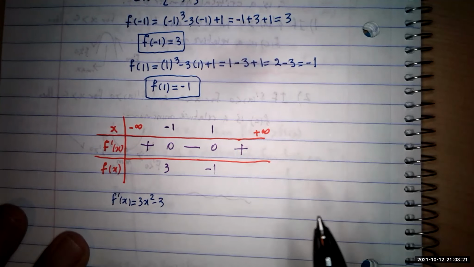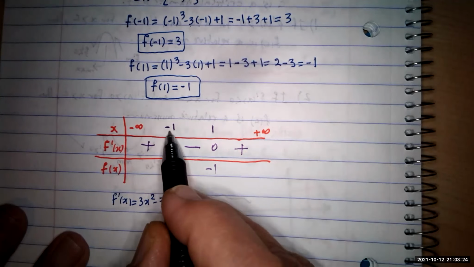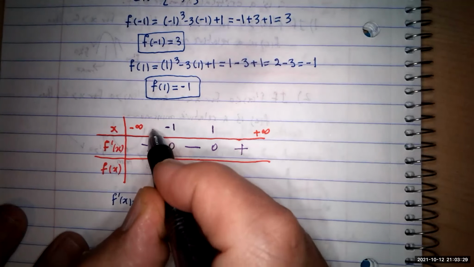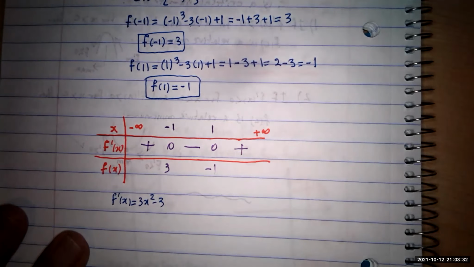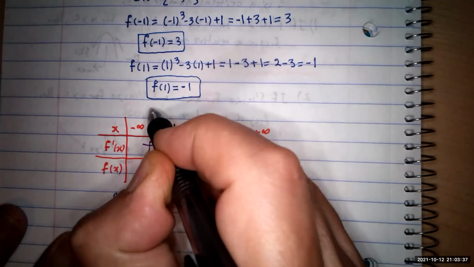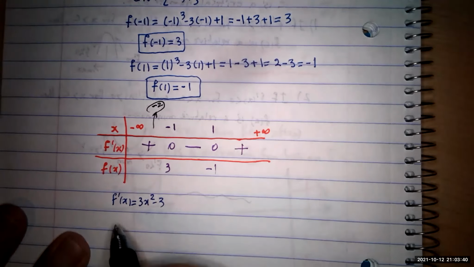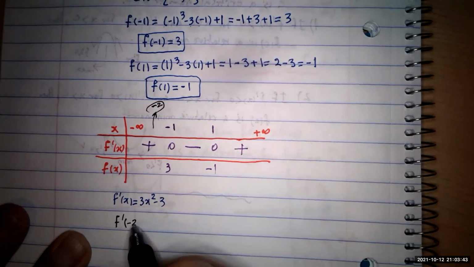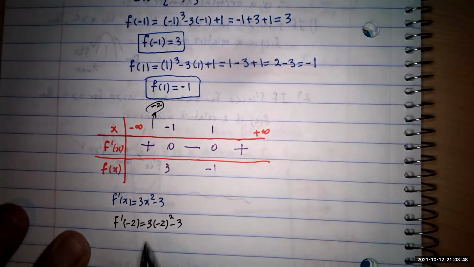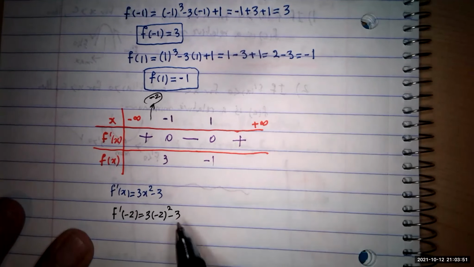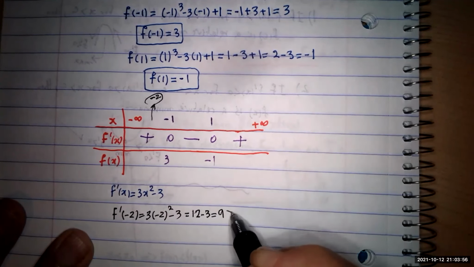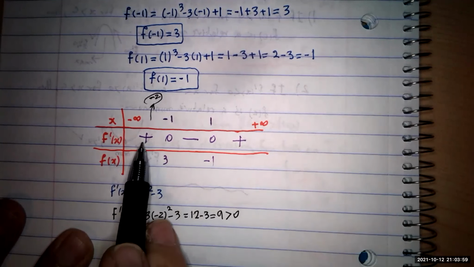You can test numbers here if you like. We don't really need to test this one, but between negative infinity and negative 1, for example, you may test a number like negative 2. If you put f prime of negative 2 here, that gives you 3 times negative 2 squared minus 3. Negative 2 squared would be 4, 4 times 3 is 12, so that gives you 12 minus 3, which is 9, a positive number. So in this area, you should get positive here.